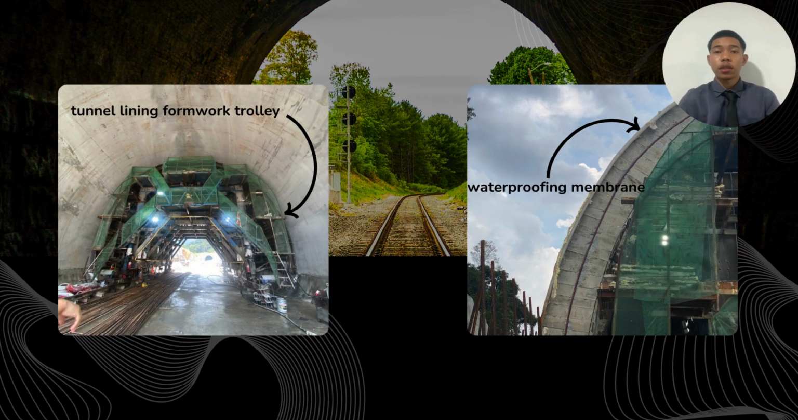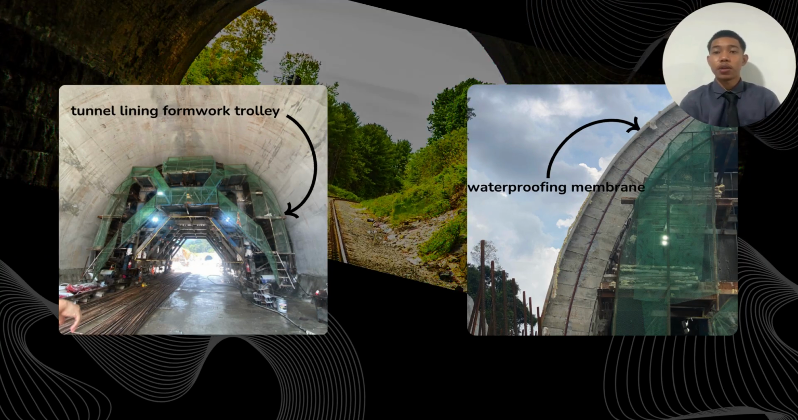Here, we can see 2 important elements in SEM tunnel construction. The first picture shows the tunnel lining formwork trolley, which is used to pour the secondary concrete lining smoothly and efficiently. The second picture shows the waterproofing membrane applied before the final lining, acting like a shield that protects the tunnel structure from water damage and reduces maintenance costs in future. These tools reflect the integration of advanced technology in tunnel construction, helping us achieve precision and durability.